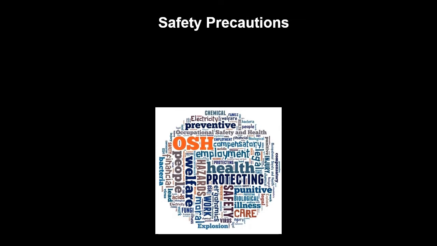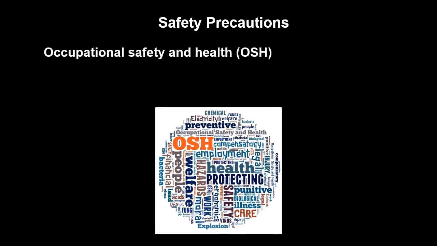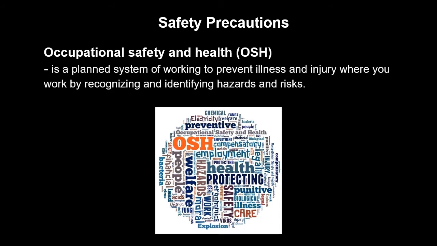Let us define OSH, or Occupational Safety and Health. It is a planned system of working to prevent illness and injury where you work by recognizing and identifying hazards and risks. So OSH comes with health, protection, safety, care, welfare, people, and preventive.